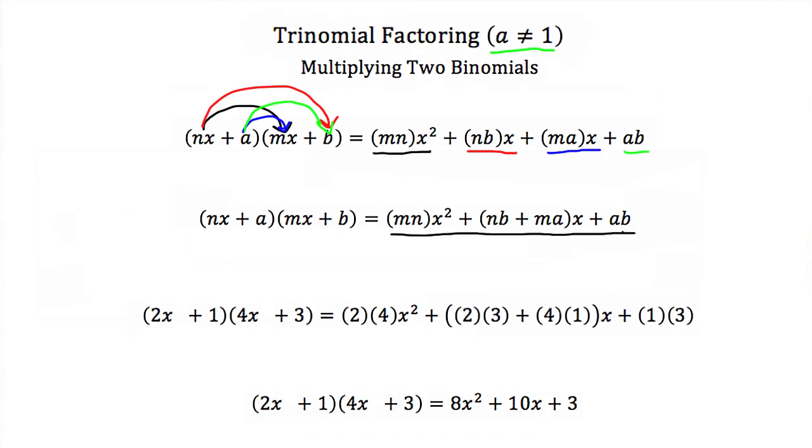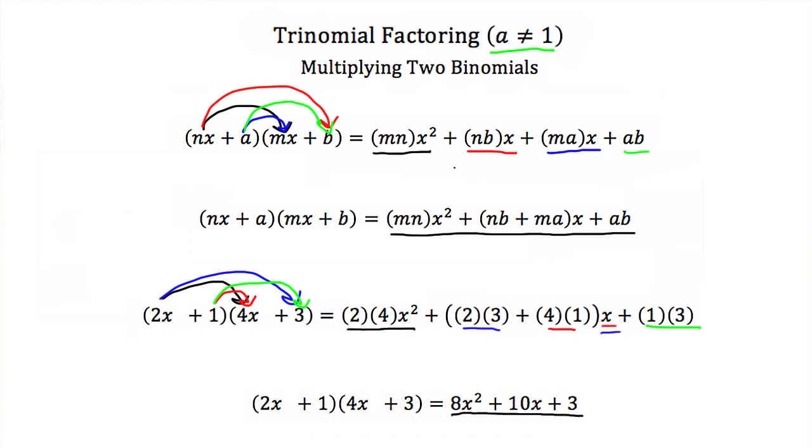Now this may be easier to see with numbers. If I have 2x plus 1 and 4x plus 3, I would take 2x and multiply it by 4x and get 2 times 4, x squared. Then I would take 1 and multiply it by 4x, and I'd get 4 times 1 times x. I would take 2x and multiply it by 3, so I'd get 2 times 3 times x. And then lastly, I would take 1 times 3 and get 1 times 3. If we simplified this, we'd end up with 8x squared plus 10x plus 3.